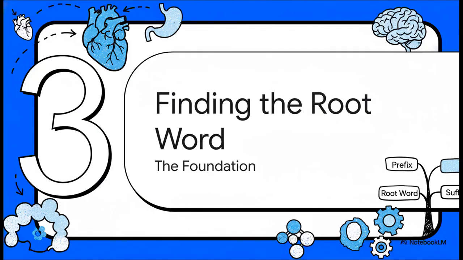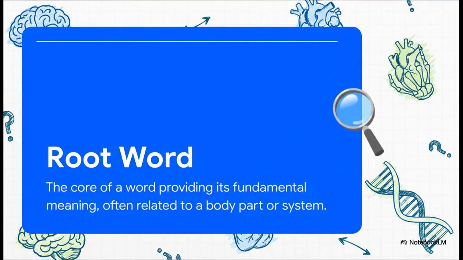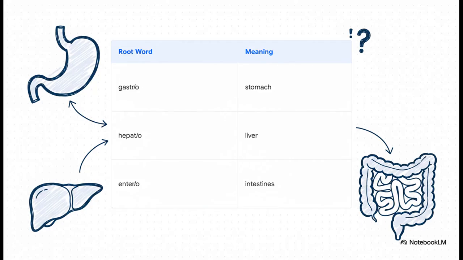Okay, so we've covered the beginning and the end. Now let's get to the foundation of the word, the absolute central piece of the puzzle, the root. The root word is basically the main character of our medical story. It usually refers to a body part, an organ, or a system. Just think of it as the what or the where in our medical sentence. Here are just a few of the most common root words you're going to see.